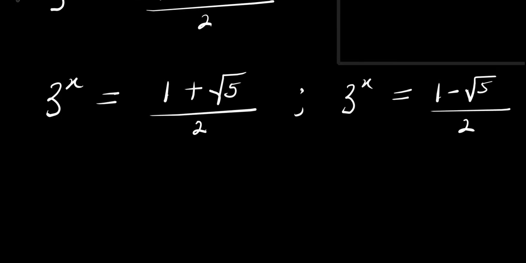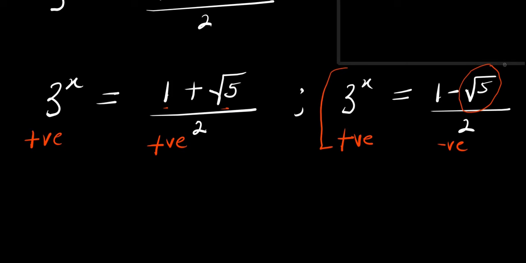So, what can you see here? This is an exponential. It will give us a positive value. This also will give us a positive value because this is positive plus this positive, everything is positive. This is a positive exponential, but this is negative because the root of 5 here is obviously greater than 1. So 1 minus that will give us a negative value, and this will result in some complex solutions, and we don't need that. Let's concentrate on real values, which is what we have here. So you only have 3 power x equals 1 plus root 5 divided by 2.